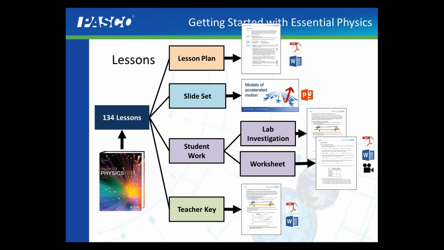So, 134 lessons. Each lesson has 4 major components. And then the student work that's part of that lesson can be one of 2 things, a lab investigation or a worksheet like you see here. And we saw a lab investigation in the ebook. Remember, there were 2 forms of lab investigations. There was one that used the smart cart and a track, and then one that used a simulation, okay? Those pages that we were looking at previously were actual pages in the book.